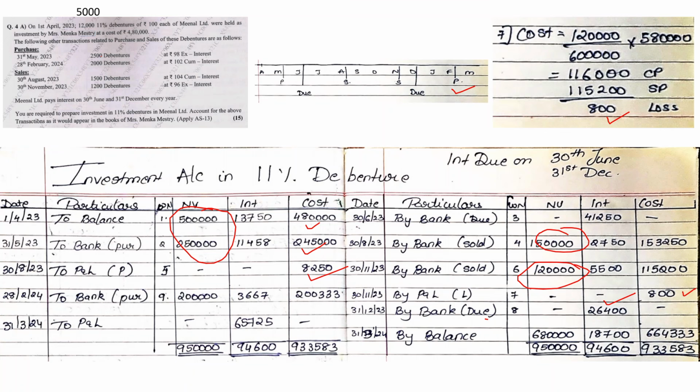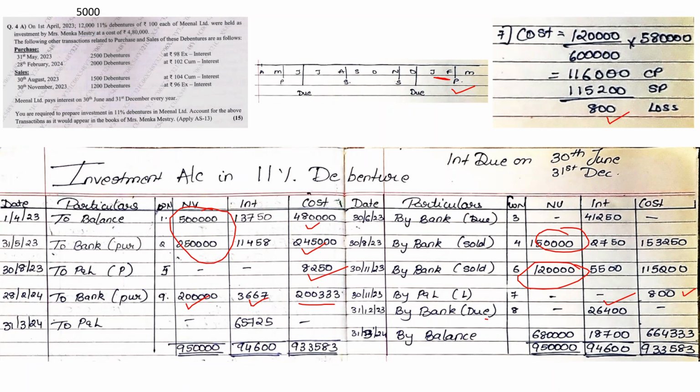One last thing, purchase in the month of February. In February you're purchasing 2,000 debentures at 100. So 2,000 into 100 is 2 lakhs. 2,000 into 102 cum interest. So we first find the interest. So that will be 2 lakh into 11%. When was the interest last paid? It was paid 2 months before. So into 2 divided by 12, we got the value as 3,667. So then 2,000 into 102 minus 3,667, we got the value as 200,333.